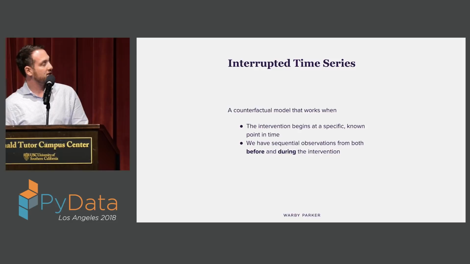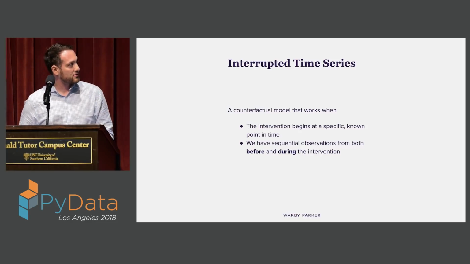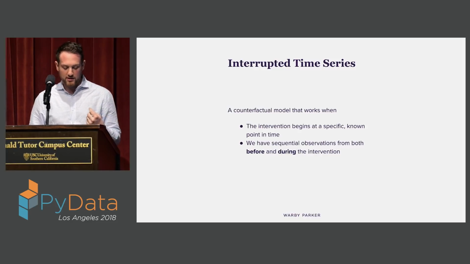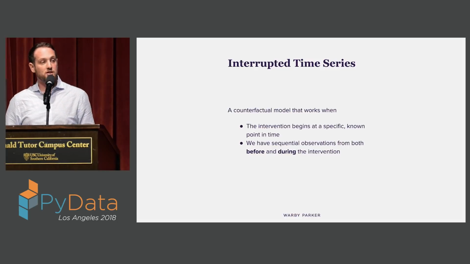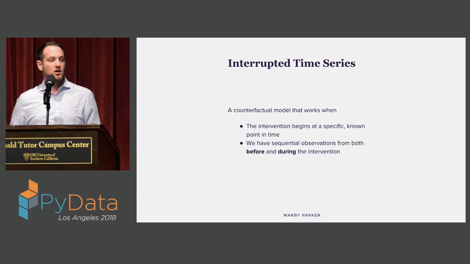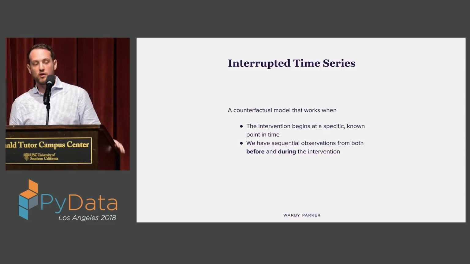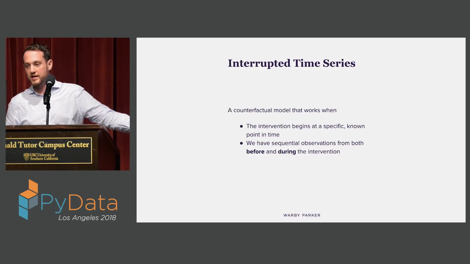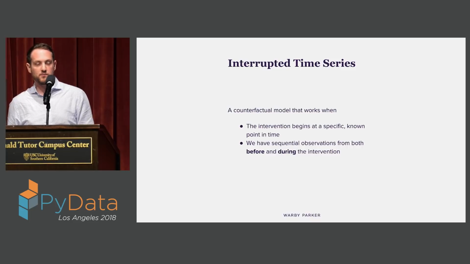This model, ITS, is a counterfactual model that works when, first of all, the intervention begins at a specific known point in time. So we know exactly what day and what time we started showing TV ads, right? And we control that. And then also we have sequential observations from both before and during the intervention. In other words, we have time series data about whatever metrics we care about going back into the past from before we were showing TV ads, and we will also continue collecting them sequentially afterwards.